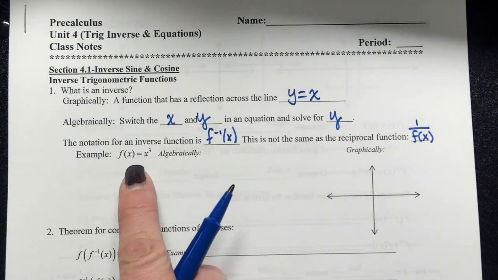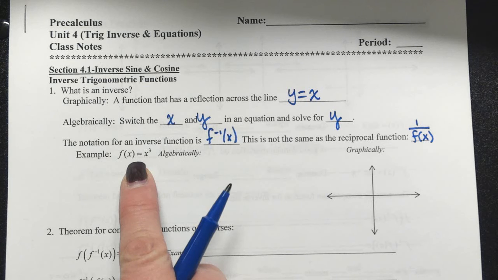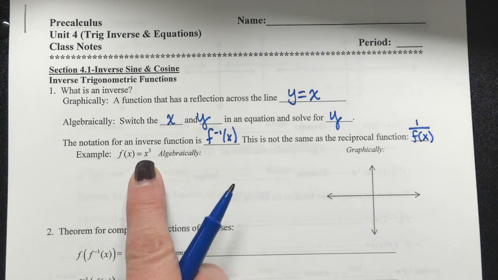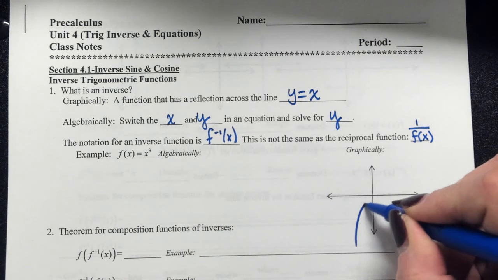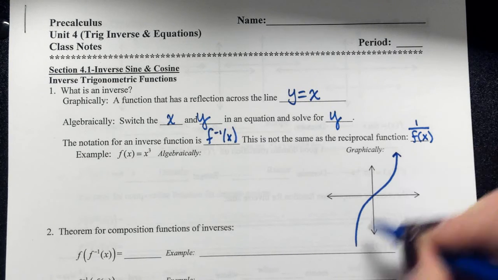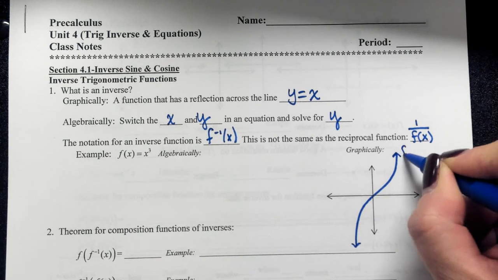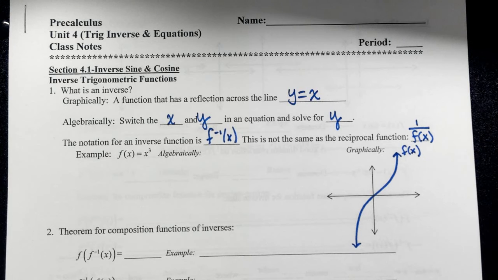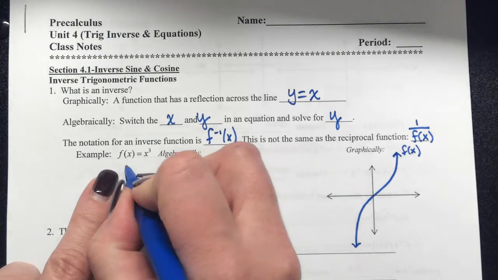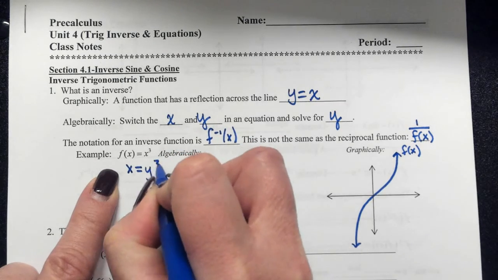So for example, if you take a look at the function x to the third, you guys graphed the cubic function last year. X to the third, remember, looks something like this. So this was your graph of x to the third. So then to find the inverse function, remember, we're going to switch the x and the y. So this would be equal to x equals y to the third.